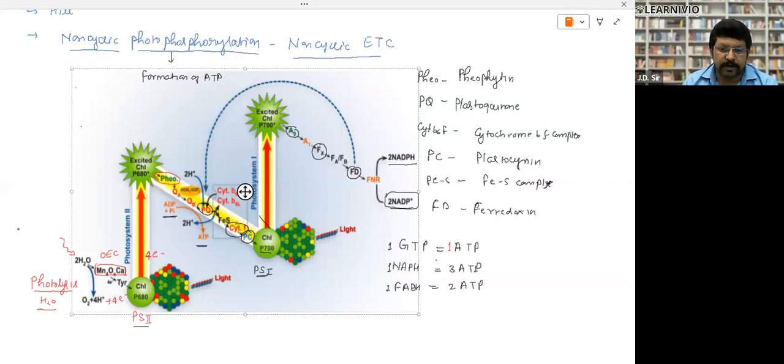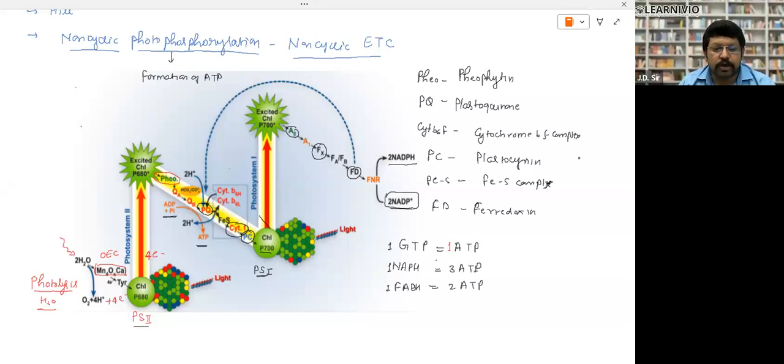I have encircled pheophytin. After pheophytin, the electron reaches the cytochrome B6F complex. When it reaches here, formation of ATP takes place. Then the electron reaches plastoquinone, then cytochrome B6F, then PC, plastocyanin. I have written here that pheo means pheophytin, PQ means plastoquinone, and cyto B6F means cytochrome B6F complex. Then the electron reaches PC.